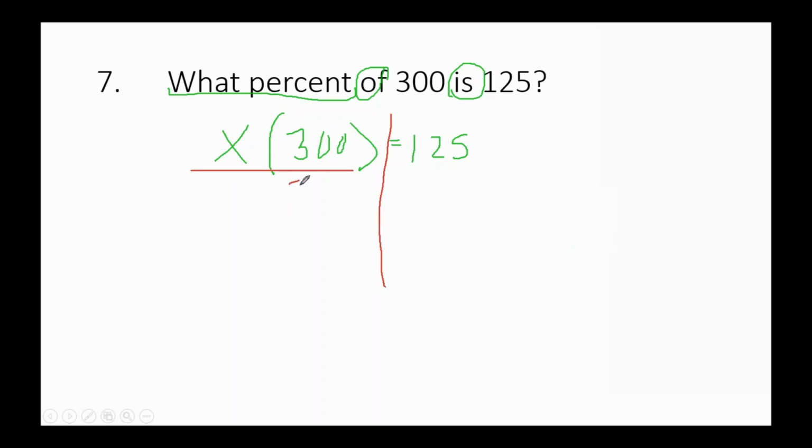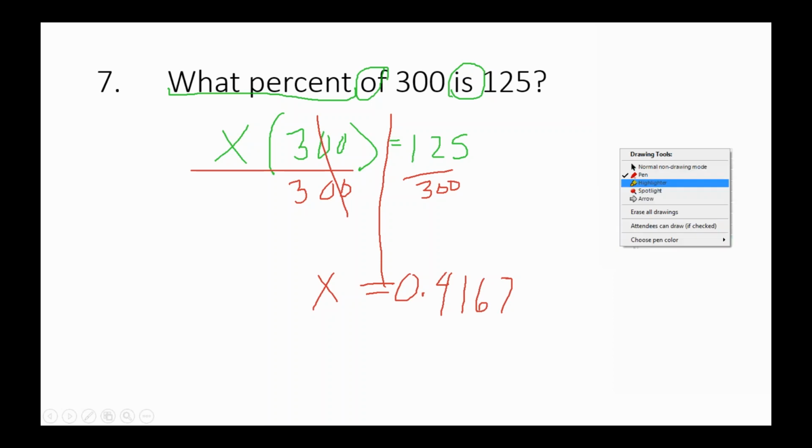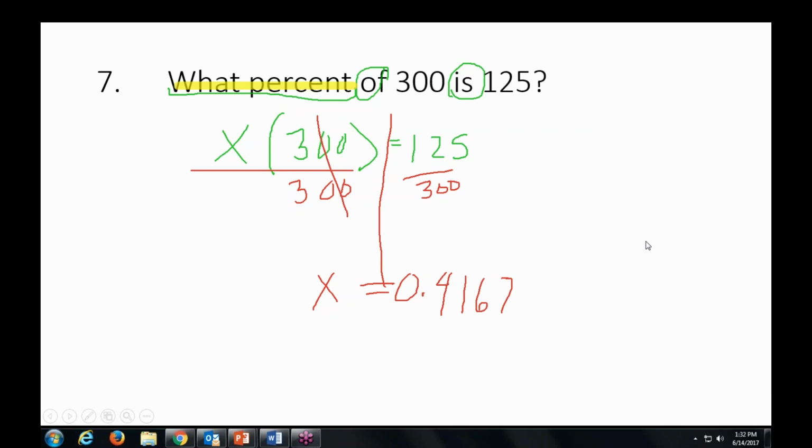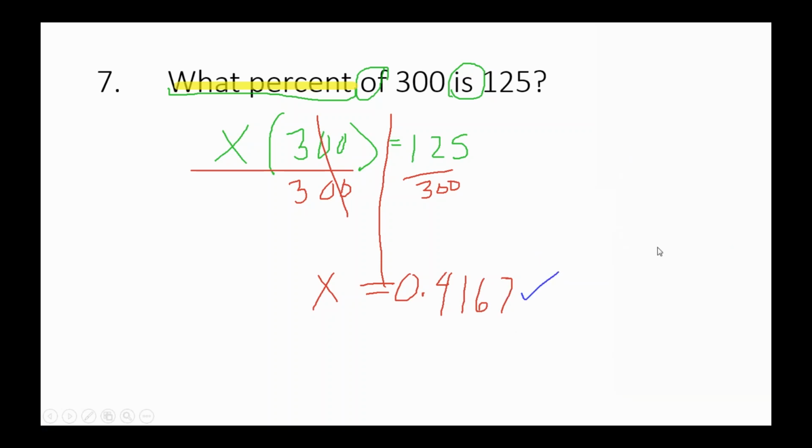The equal sign breaks it into 2 equal halves, so we're going to divide both sides by 300 to get x by itself. Now when you do that, your calculator will spit out 0.41666666666. We're going to go ahead and round. But remember, the question said what percent? So don't get lazy, this is a decimal. We've got to change it to a percent. And if you check out the chat box, multiplying by 100 turns 0.4167 into 41.67%. Yep.